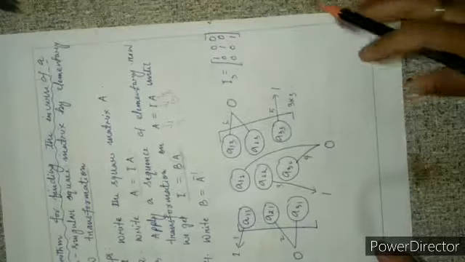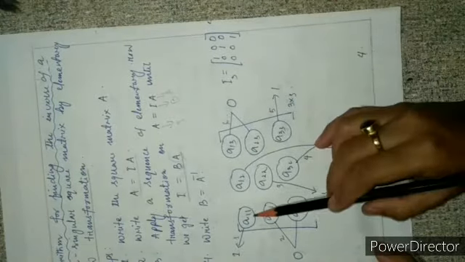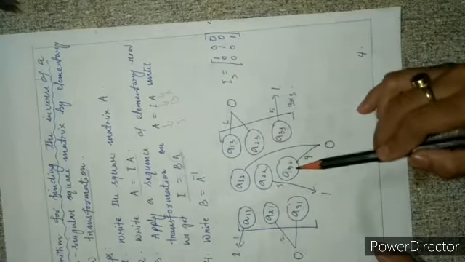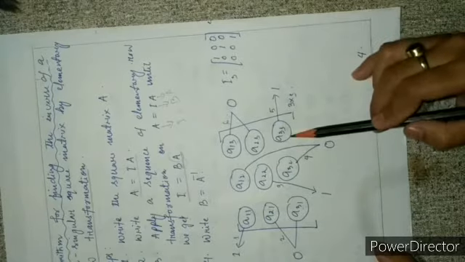There is a square matrix of order 3 whose elements are A11, A12, A13, A21, A22, A23, A31, A32, A33, and these elements can be any real numbers.